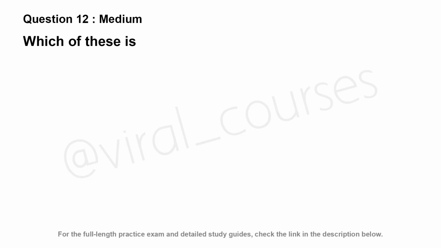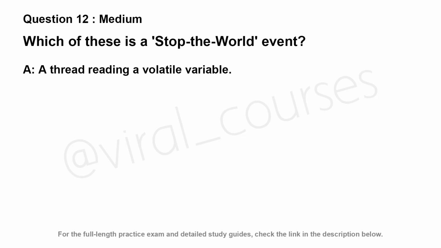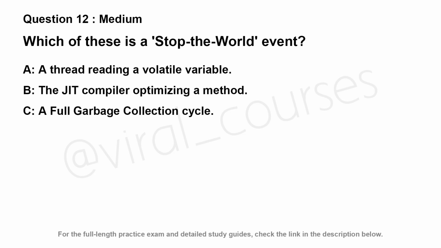Which of these is a stop the world event? Option A. A thread reading a volatile variable. Option B. The JIT compiler optimizing a method. Option C. A full garbage collection cycle. Option D. Object allocation in the Eden space.